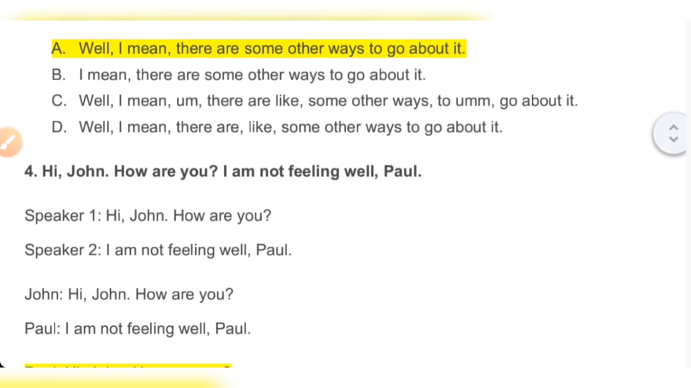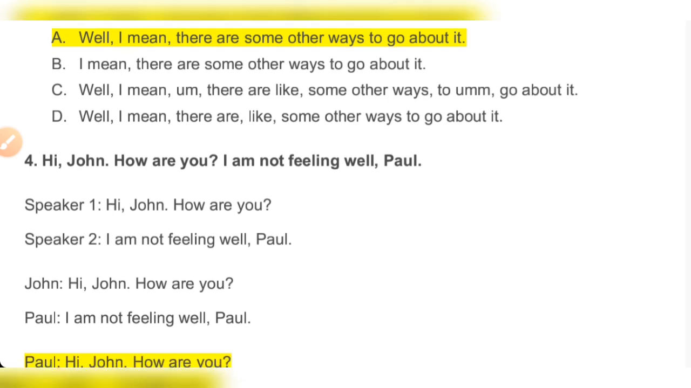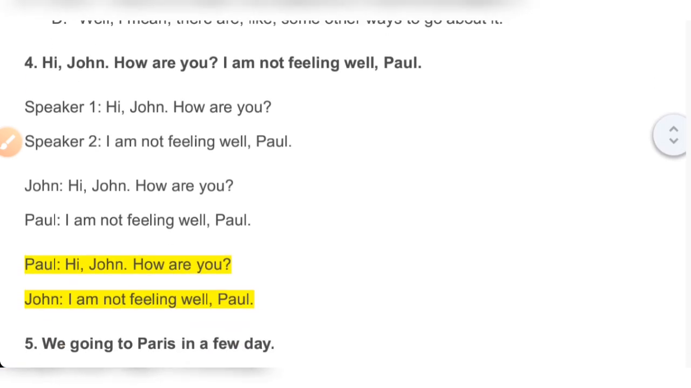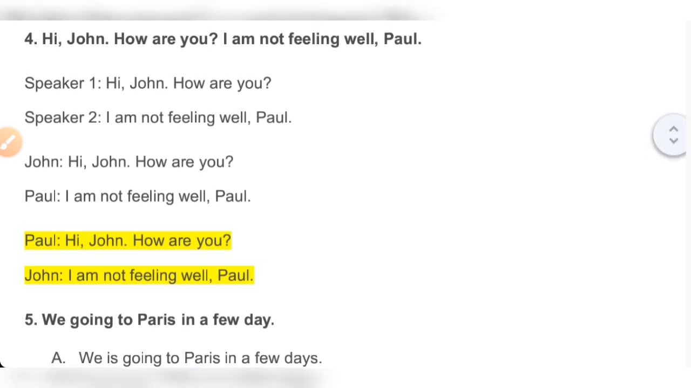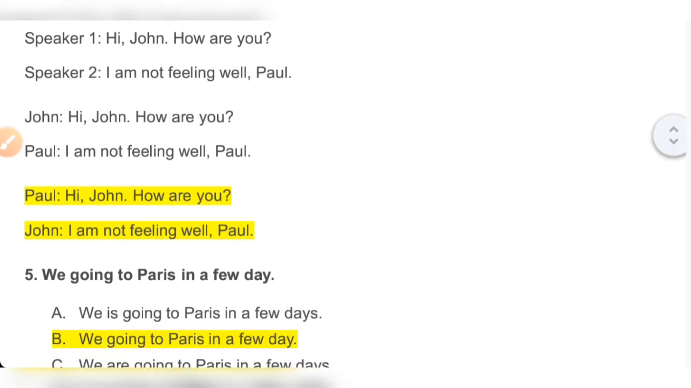Fourth option is hi, yo. How are you? I am not feeling well. So the fourth question has three different options and the correct option is option C. Make sure to read this option carefully and select this answer on your transcription MCQs page.